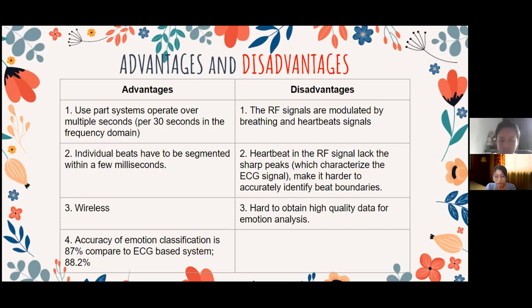After that, this device is also a wireless device, not like ECG, which needs cables and sensors that attach to the body. So the patient is more comfortable if they use the EQ radio. And then the fourth one is that the accuracy of emotion classification is 87% compared to the ECG-based system, which is 88.2%. So the difference is not that much, just 1.2%. And we can say that EQ radio is a success.